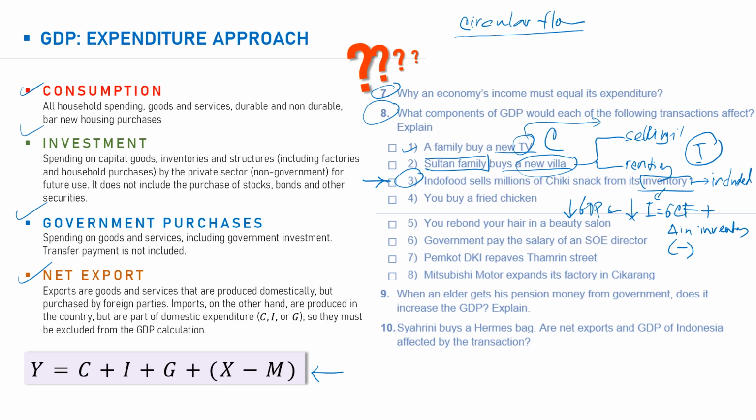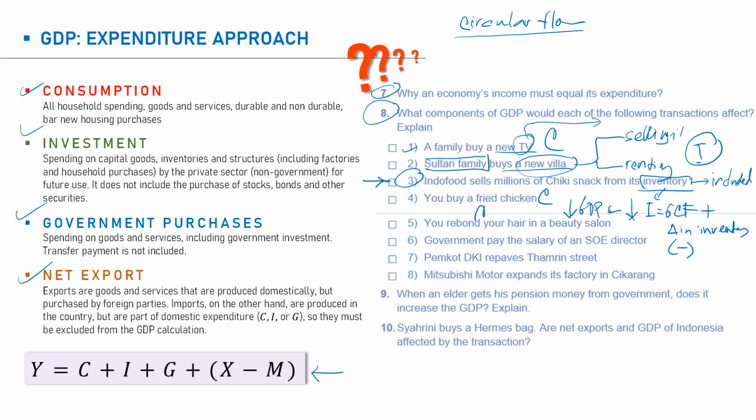If we use other logic as well, selling inventory is already recorded when the goods were produced initially, and when it is sold, it means that the sales of the inventory in the future must be deducted from the future's GDP. Okay, that's what's going on here. All right, and then buying fried chicken, I think it's quite clear.